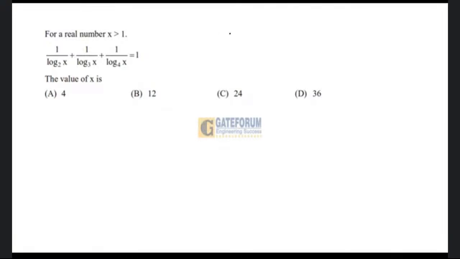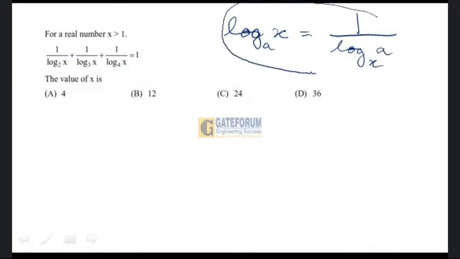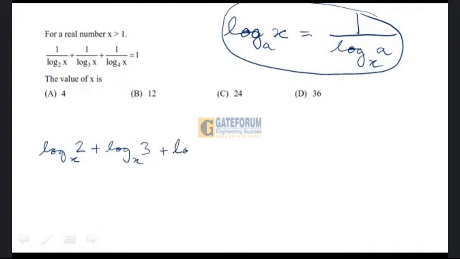Now we must be knowing that if anybody says log x to the base a, I can say it as 1 by log a to the base x. This is a very basic rule. Because of that, I can write 1 by log x base 2 as log 2 base x. Similarly, the second one would become log 3 base x, and the third one would become log 4 base x, with the intermediate positive signs being there. And this must be equal to 1.